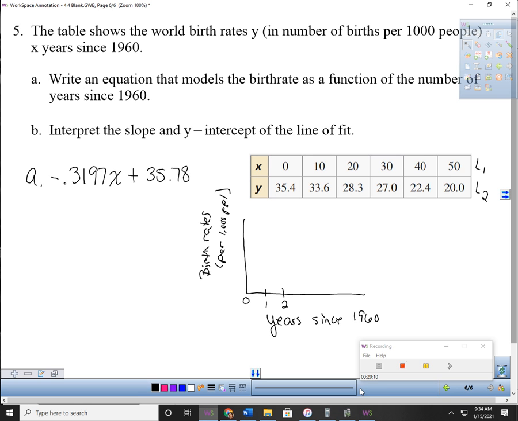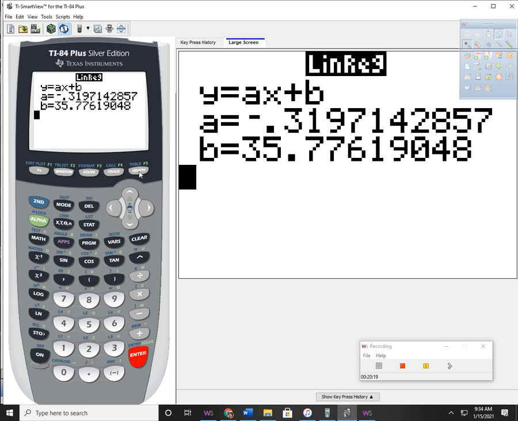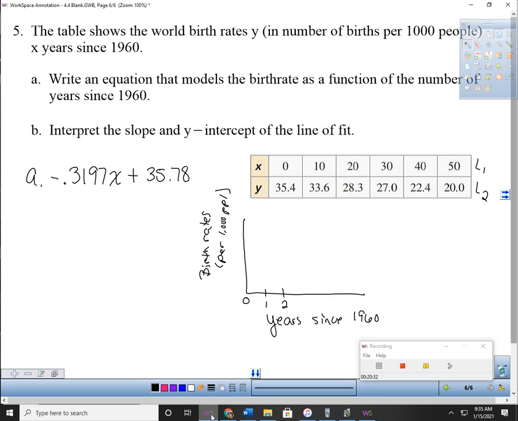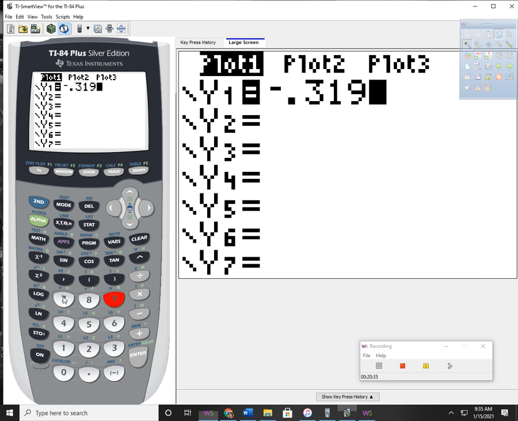Now, every now and then we may have put some data in wrong or something happened, right? We always want to graph our line just to make sure that it really does go through those points. So go to your y equals, and we're going to graph what we just wrote down. So remember, if you would say a negative, you'll use the negative button. So you have negative 0.3197. And remember, your x is that number right next to your yellow second or alpha button. So x and then plus 35.78.